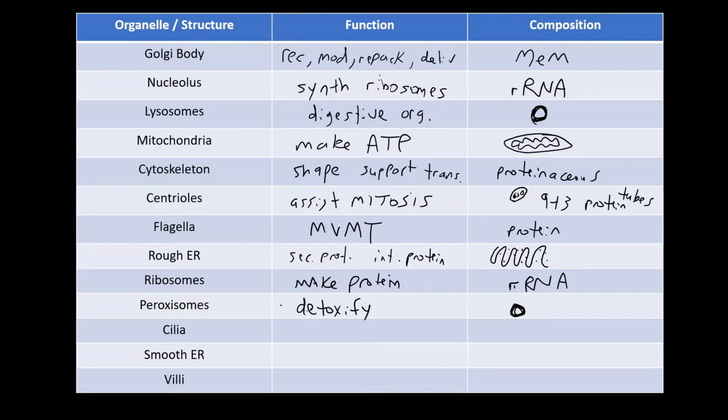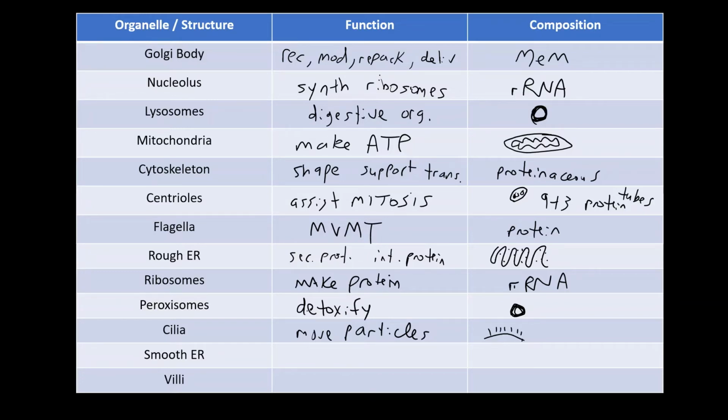Cilia, function: move particles is an easy way to say it. They beat back and forth, and they help move particles that are adjacent to it, like in the respiratory system. Compositionally, they look like little hairs sticking up from the surface, right? But we know they're actually just little tiny protein threads, very much like little hairs.